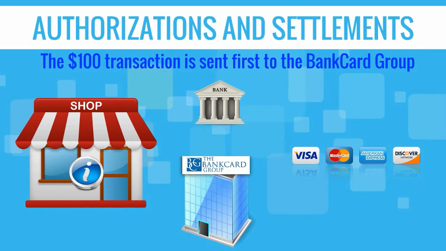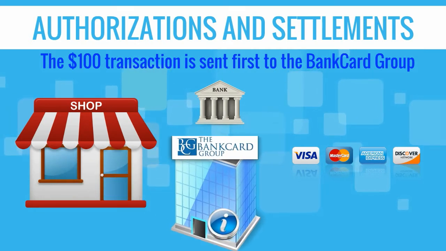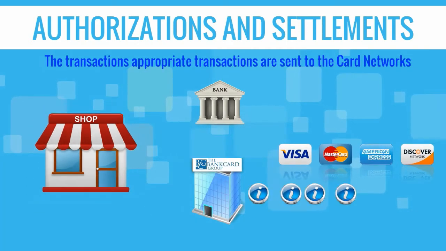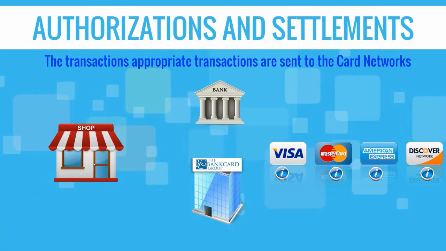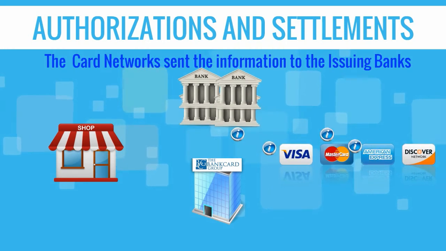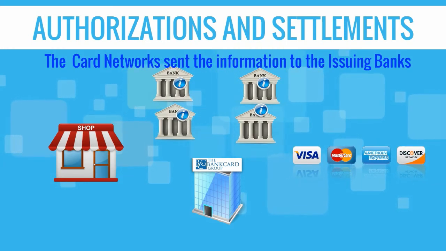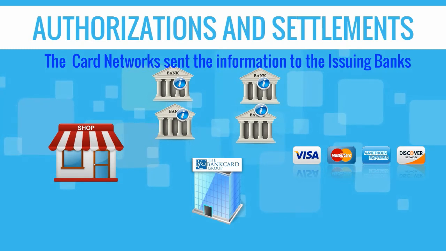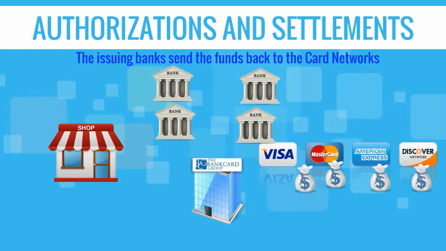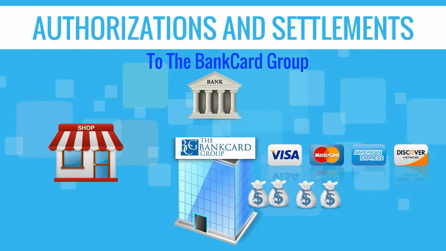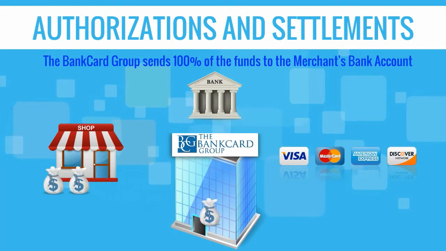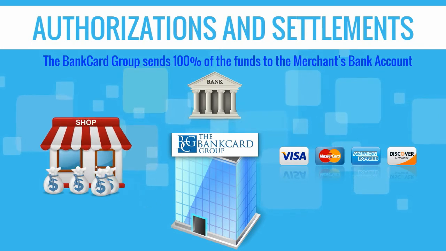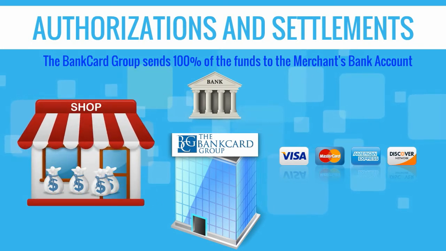So this $100 transaction is sent, among others, first to the bank card group. From there, the bank card group routes the transactions to the appropriate card networks, Visa, MasterCard, Discover, and American Express. The card network sends the settlement information to each of the cardholders' issuing bank. The issuing banks then transmit the funds back through the card network to the bank card group. The bank card group then sends 100% of the funds to the merchant's bank account so that the merchant receives the funds the next business day.